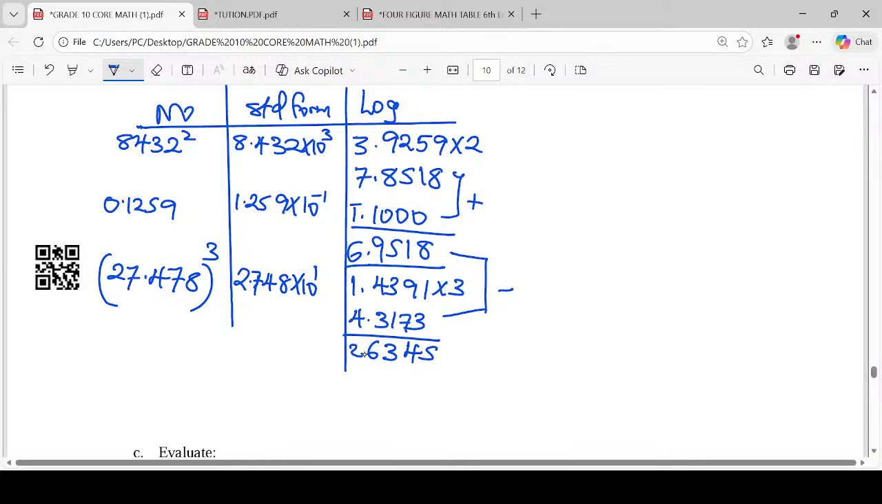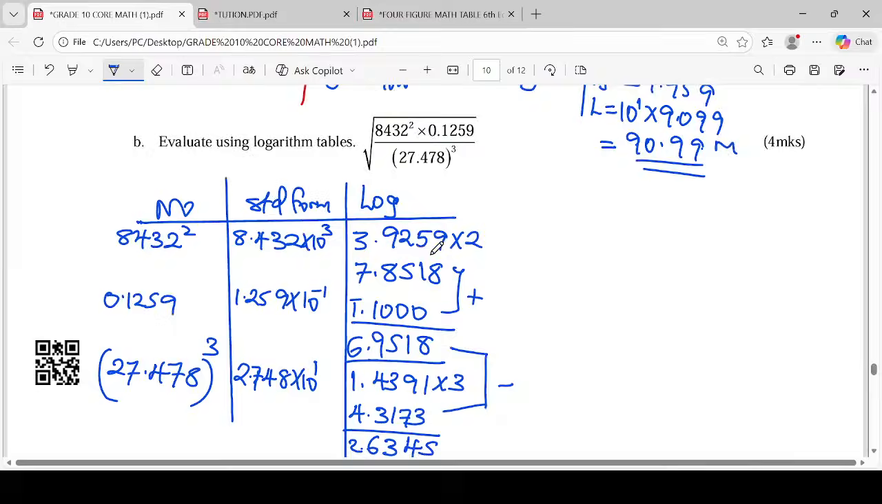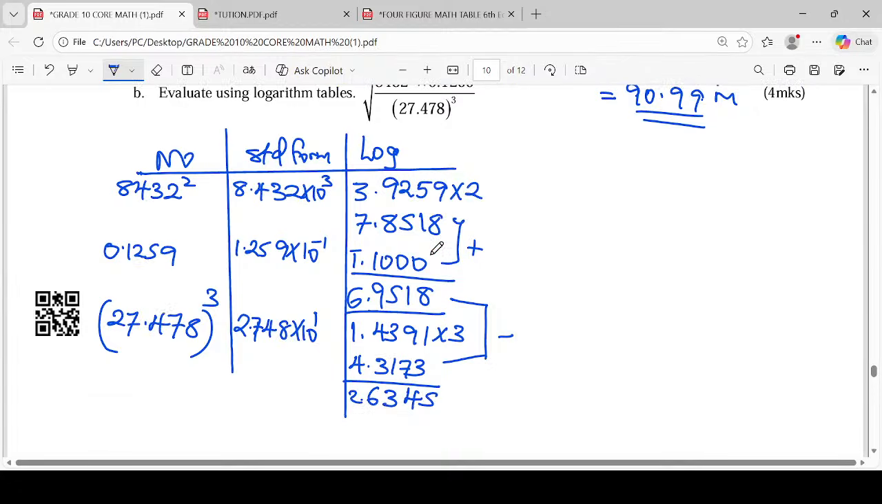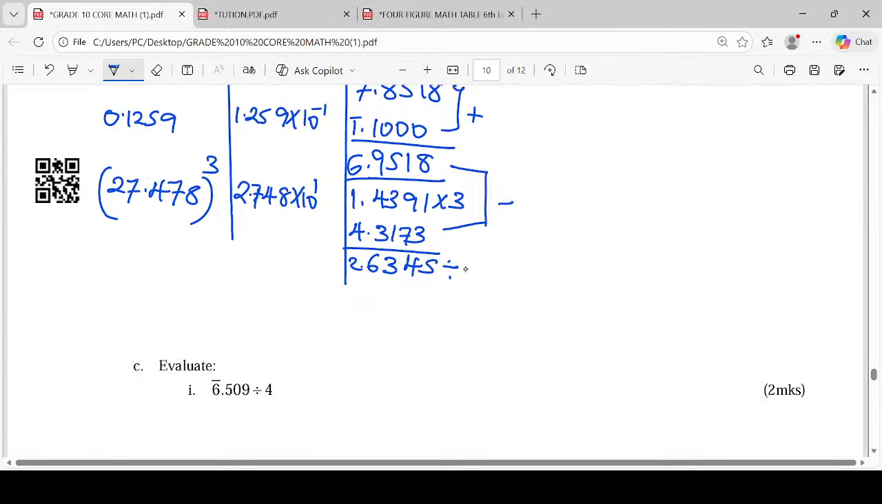That is 2.6345. But because all of these, ladies and gentlemen, were under square root, we are going to divide this by 2 because we are square rooting. And because it's a positive number, you just divide directly. 2.6345 divided by 2 gives you 1.31725. Then now we are going to read the other way. This will be 10 power 1 times.